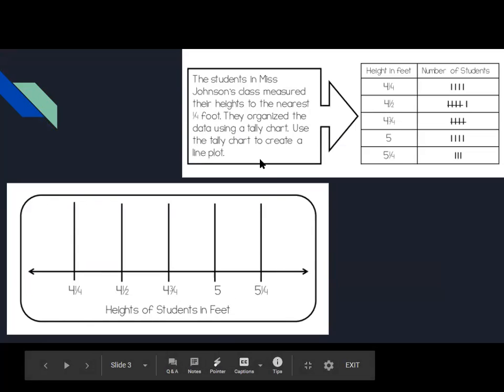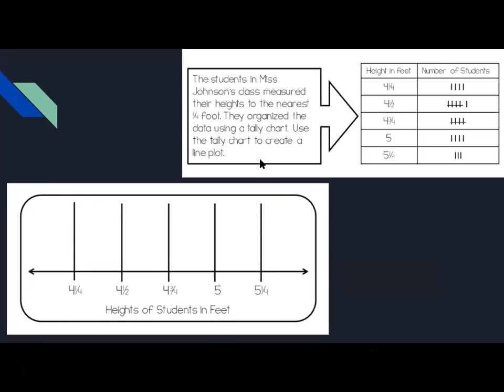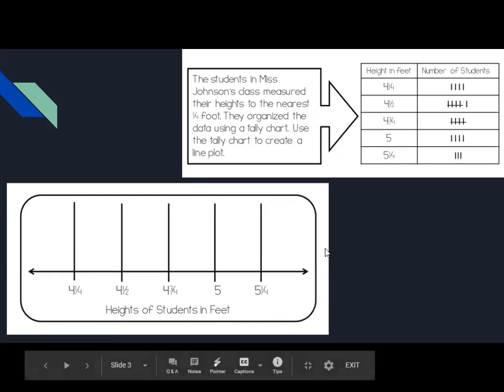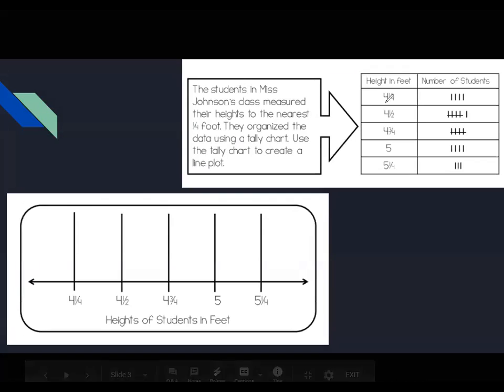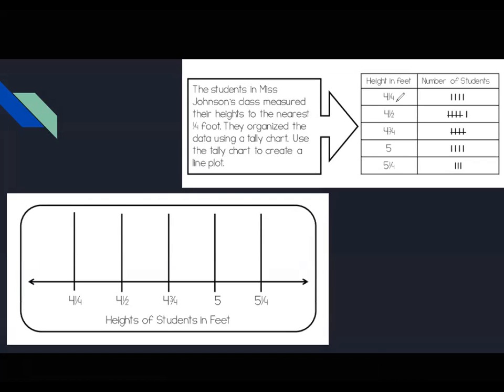So the students in Ms. Johnson's class measured their heights to the nearest 1/4 of a foot. They organized the data using a tally chart. Use the tally chart to create a line plot. So we can look over here at this nice, neat tally chart to help us figure out how to set up this line plot. So the first thing we're gonna do is take a look at 4 1/4 feet.